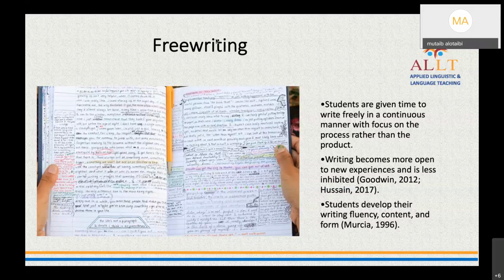Listani in 2018 added that writing in a second language is different from writing in one's mother tongue. Writing in a foreign language is thought to be more exacting than writing in the first language.